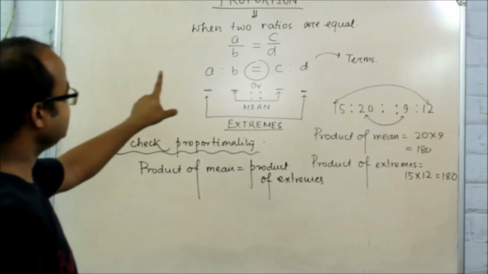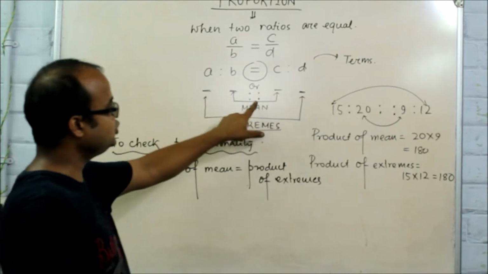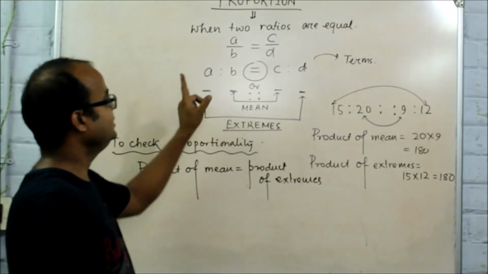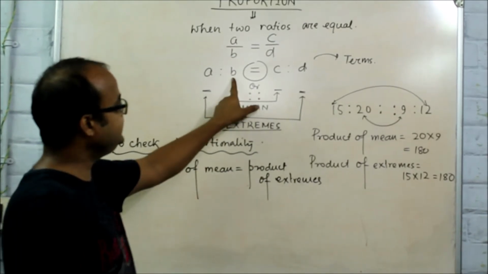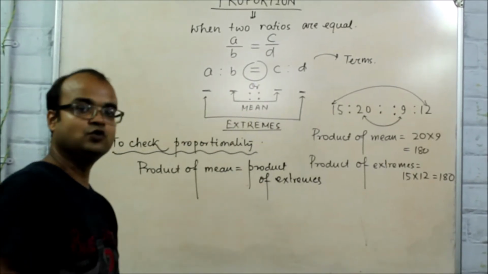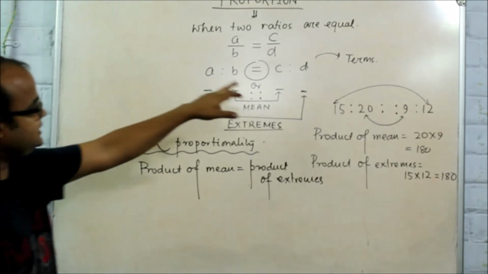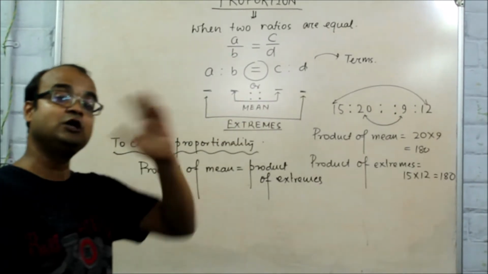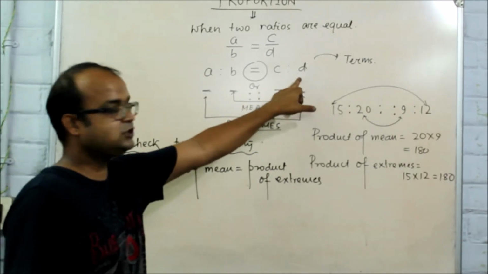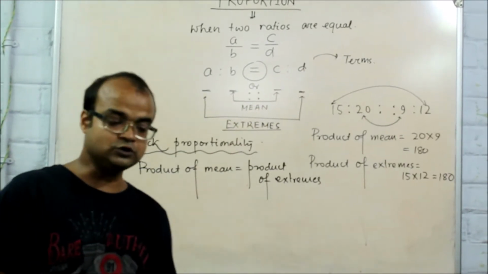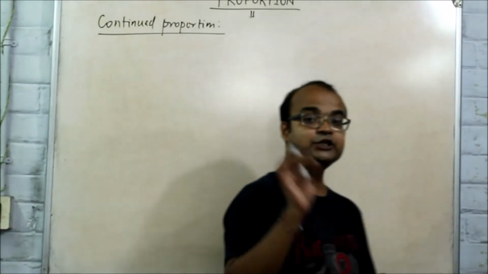Clear? So here we can say that A is to B is proportional to C is to D, where A and D are called extremes, B and C are known as means. Now D is the fourth term, so we can call this the fourth proportion. Clear? Now next is continued proportion.